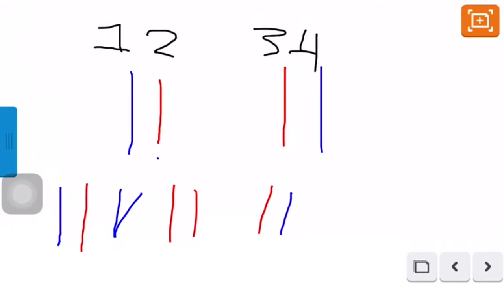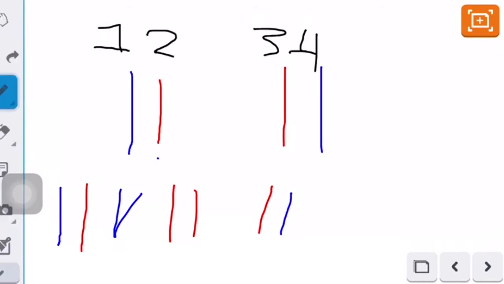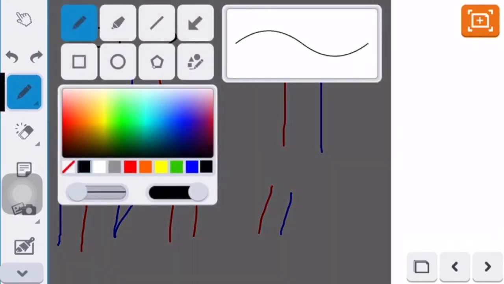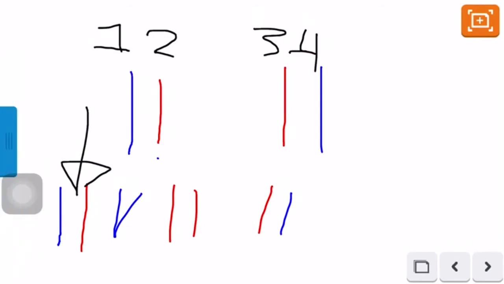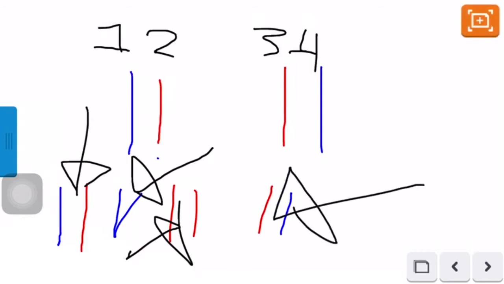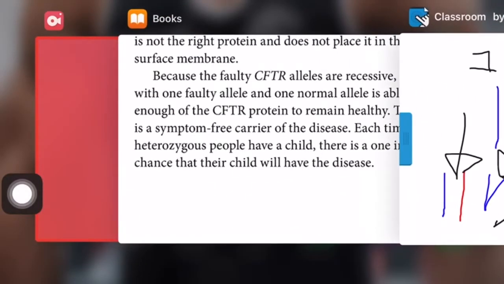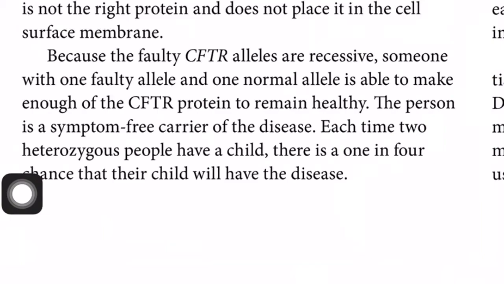So the first child will have 50% correct gene, correct protein, 50% wrong protein. The second child will have all of the right protein. The third child will have all of the wrong proteins. Thus, there won't be any transporter proteins for the chloride ions to help in removing the mucus. And this child, again like the first child, will have 50% right protein, 50% wrong protein. Thus, they will be symptomless carriers. Okay.